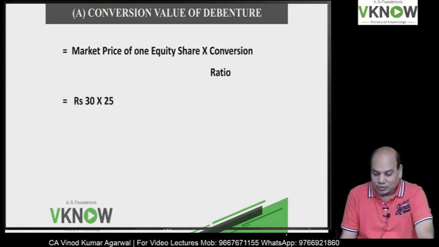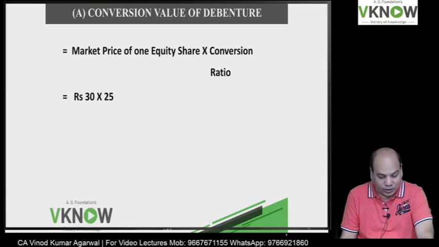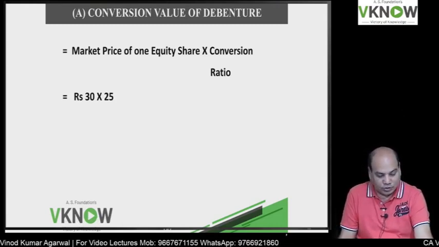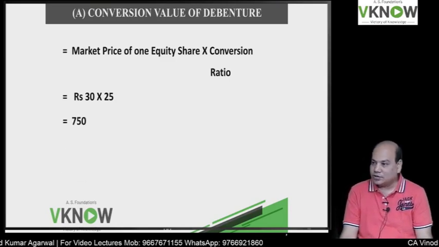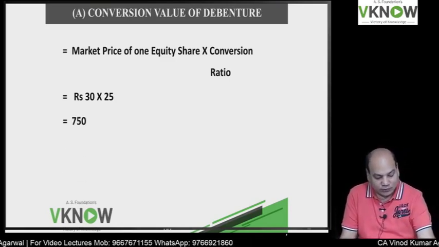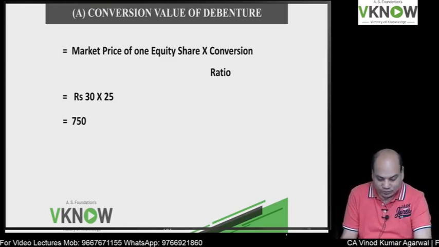Market price of one equity share is 30. Conversion ratio is 25. So Rishabh has already answered 750. Is right, 750? So you will get 1 mark for this much effort. Darshana is also right, 750.